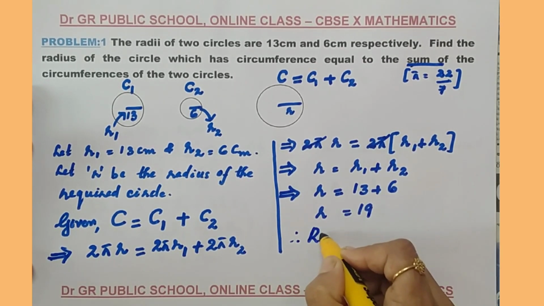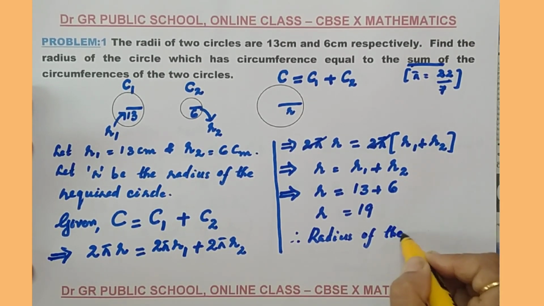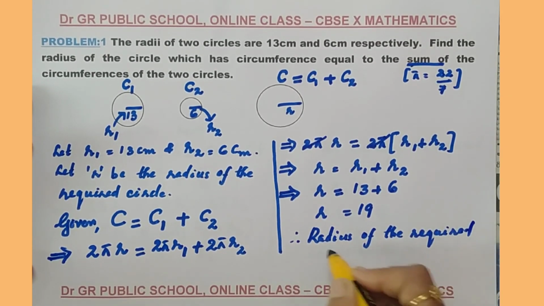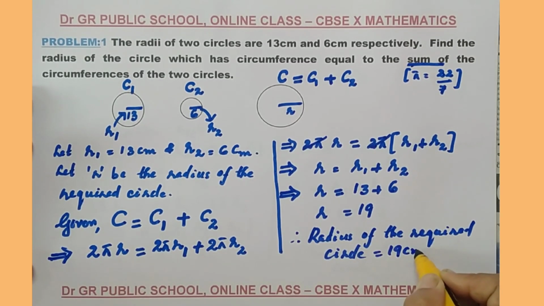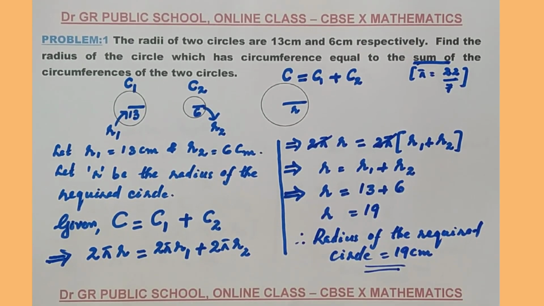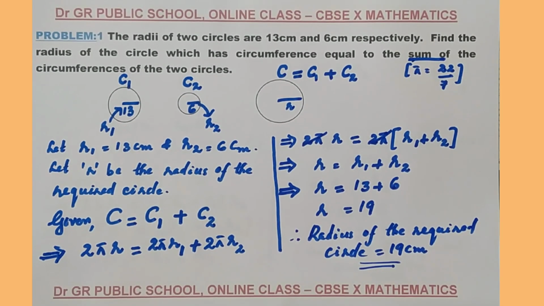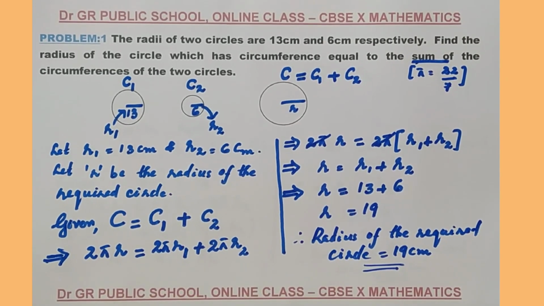Therefore radius of the required circle equals 19 centimeter. Very important how you do the calculation, that seems to be very important. Even though the value of pi is 22/7 here, you need not substitute the value here if we wisely do the calculation this way. Okay, based on this, after doing this question, you do the homework question which I am going to give here.